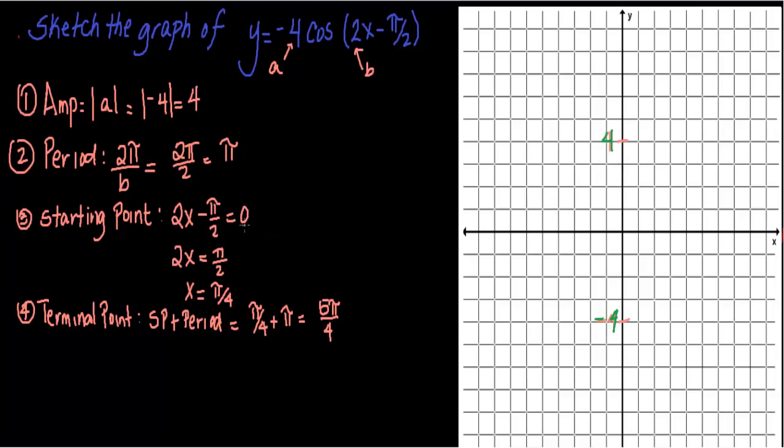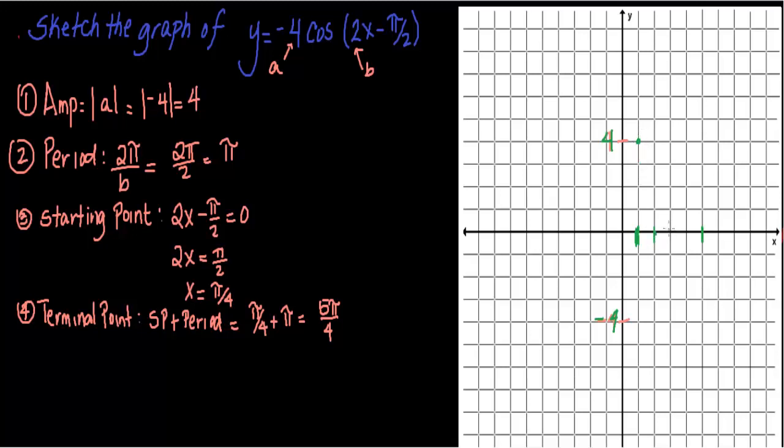My starting point is at pi fourths. So let's say this is pi fourths here. And my ending point is 5 pi fourths. So if this is pi fourths, 2 pi fourths, 3 pi fourths, 4 pi fourths, 5 pi fourths. This is my ending point. Okay? I start here and I end here. And I'm going to do cosine. So remember, cosine always starts at that top value. So in this case, the top value, instead of 1, it's a 4 because my amplitude is 4. So this is where I start.